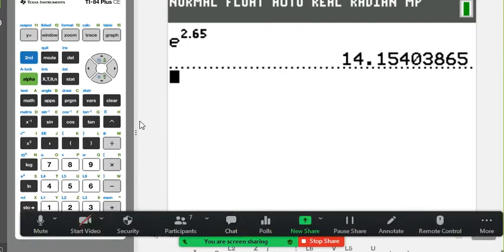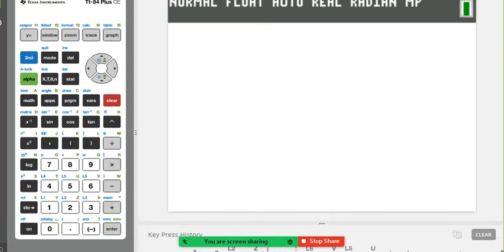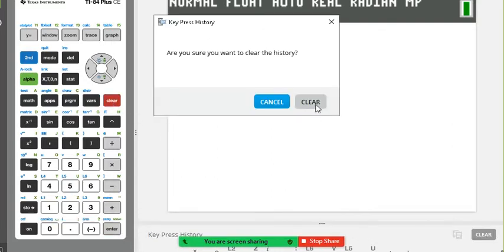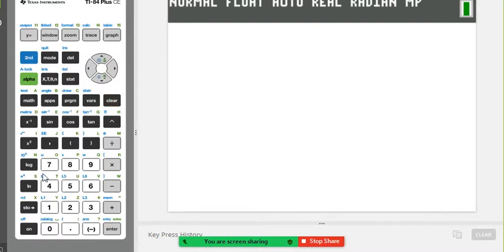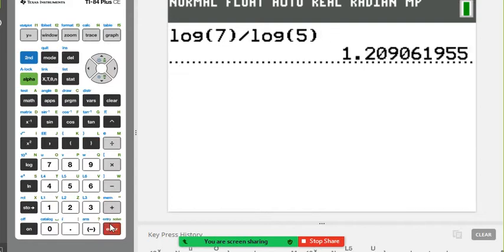Let's check it out 2 different ways. So the first way is the way I just typed it in. So log of 7, you got to hit the closing parenthesis, divided by log of 5. Okay, so we're good there.